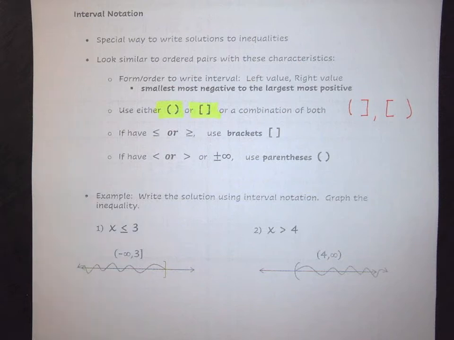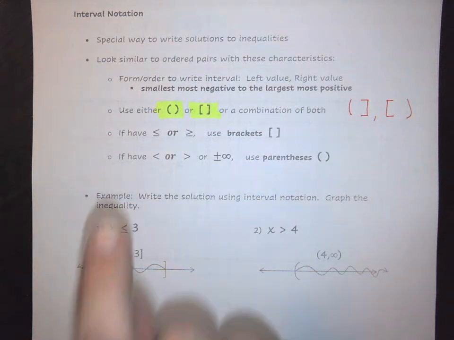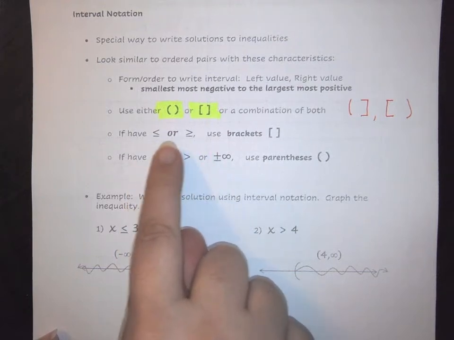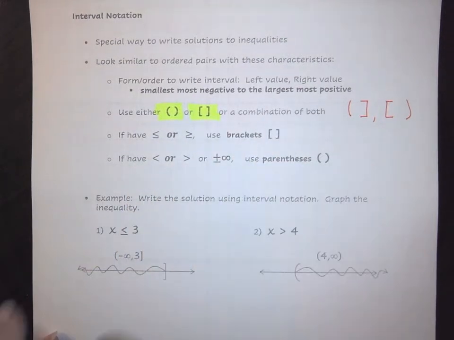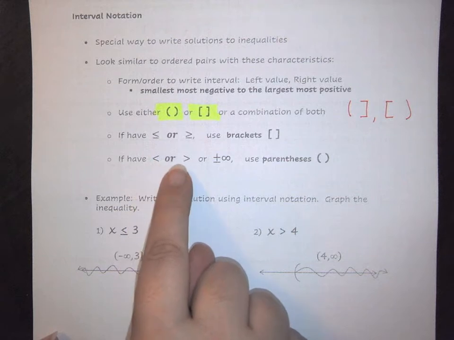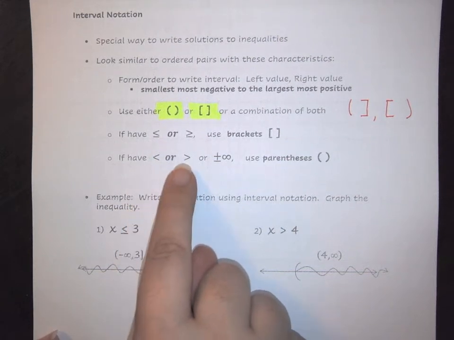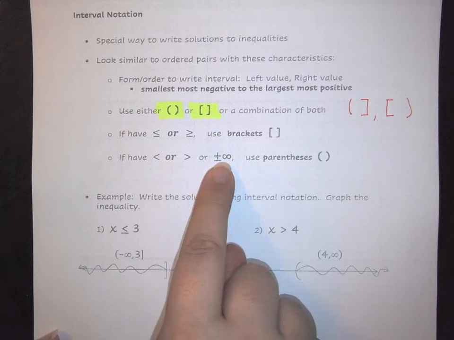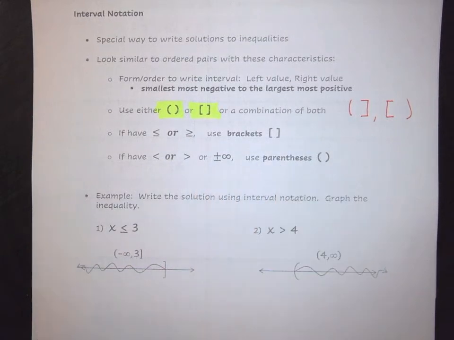Now, how do you know if you're supposed to use parentheses or brackets? Well, that comes from your inequality. If your inequality has the equals or the solid little bar underneath your inequality sign, then you're going to use brackets. If it's missing, like in this one here where there's no solid bar underneath it, or if you're talking about your infinities, then you'll use parentheses.